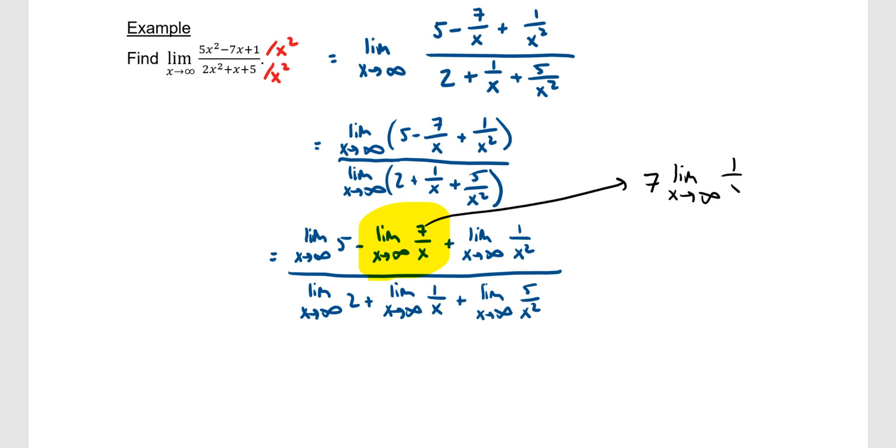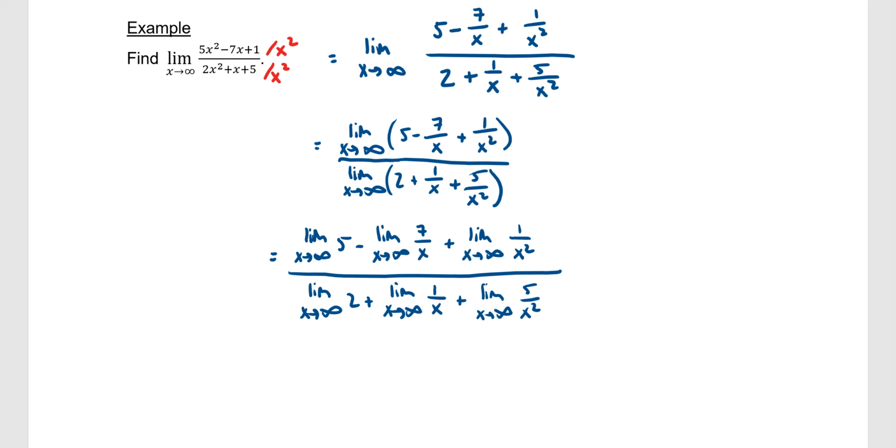And you could actually write that as 7 times the limit as x approaches infinity of 1 over x, just to make the limit look a little bit easier, but you don't have to. So long story short, there's going to be a shortcut that we're going to use in about 1 second here. But now we're going to do each one of these limits separately.